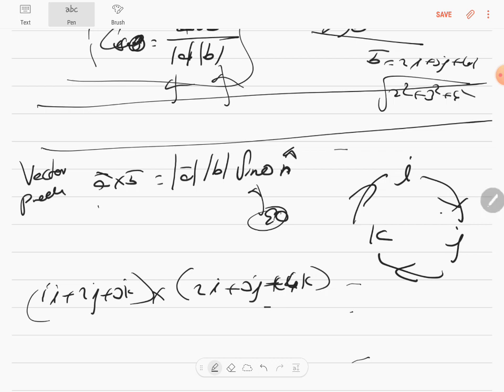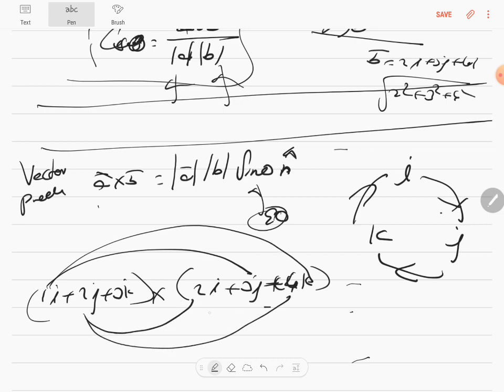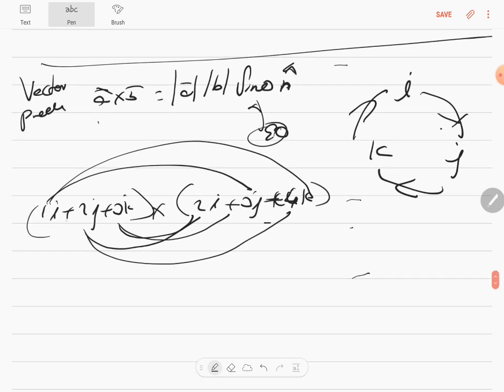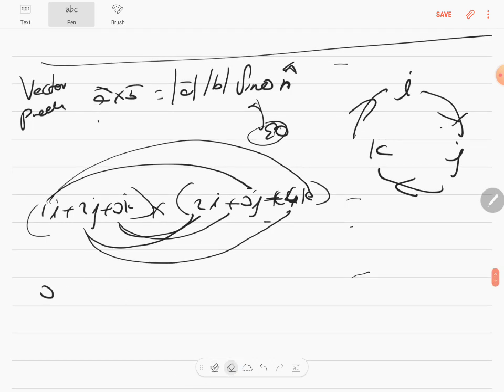So you can only cross an i and a j, i and a k, j and an i, j and a k, k and an i, k and a j. And while crossing, you have to apply this formula and plug it in. See, for example, 1 and 2... no, you can't do 1 and 2. You have to do 1 and 3. 1 and 3 is 3. i cross j. What is i cross j? k. So it will become 3k.